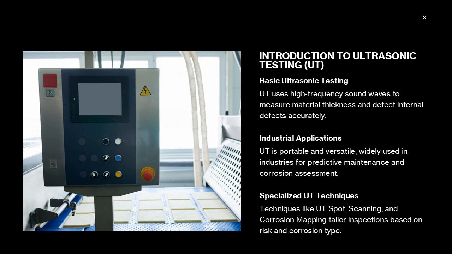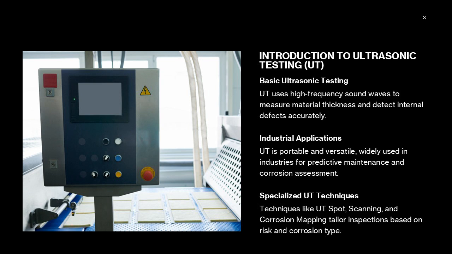UT is particularly valuable in industrial environments due to its accuracy, portability, and versatility across a wide range of materials and geometries. It supports predictive maintenance programs by providing reliable measurements that help engineers monitor degradation mechanisms such as uniform corrosion, pitting, and localized thinning.